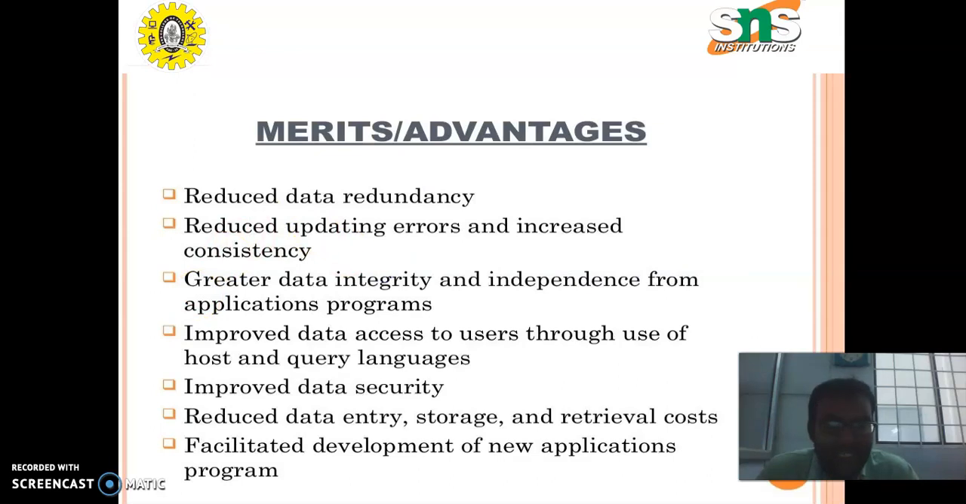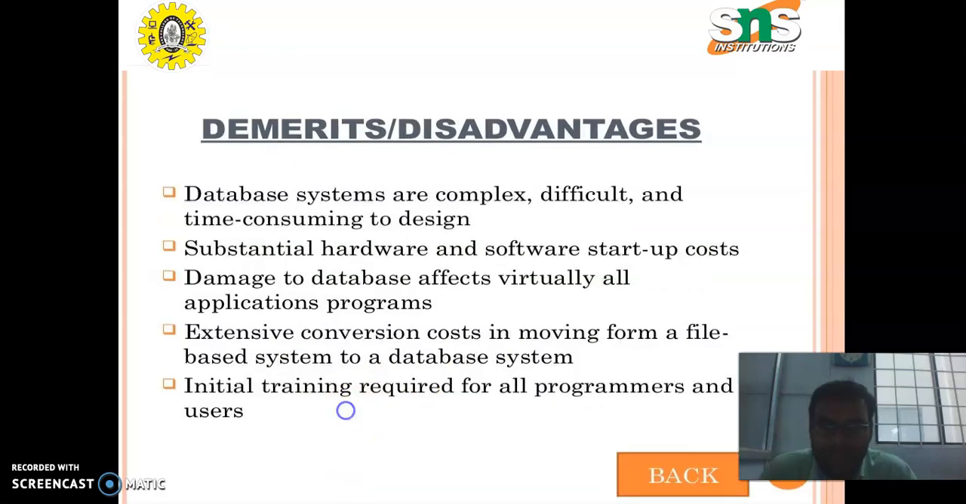Its major important merits are reduced data redundancy, reduced updating errors and increased consistency, greater data integrity and independence from application programs, and then improved data access to users through use of host and query languages, improved data security, reduced data entry, storage and retrieval cost, facilitated development of new application programs.